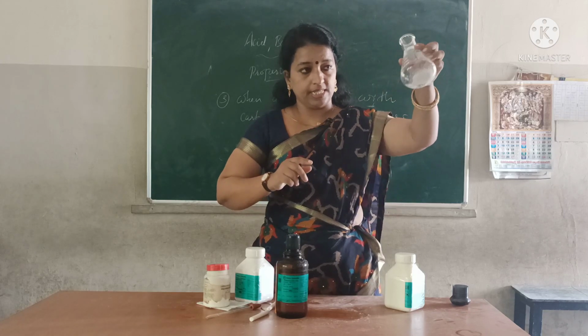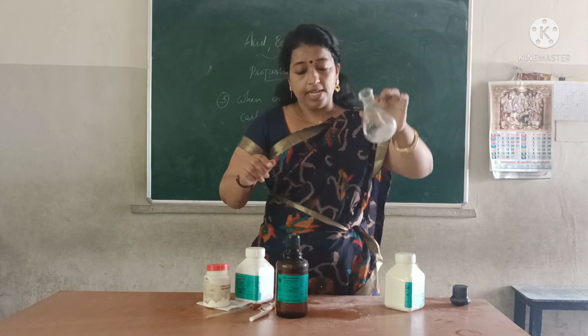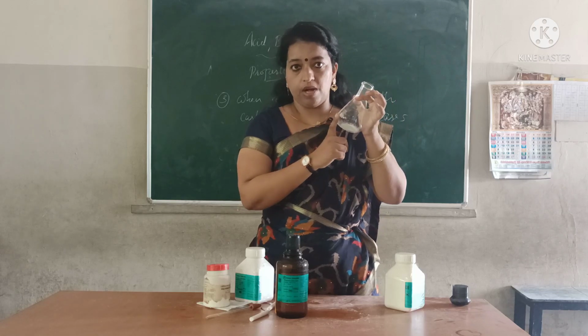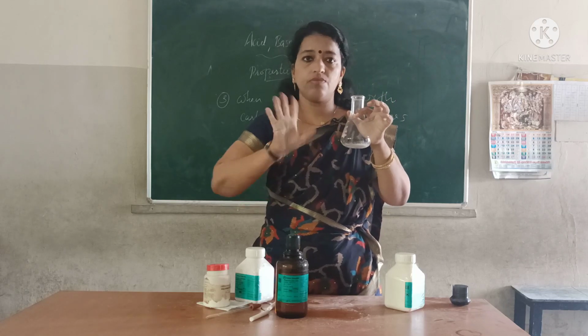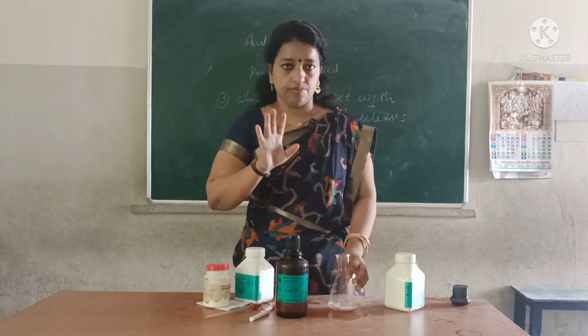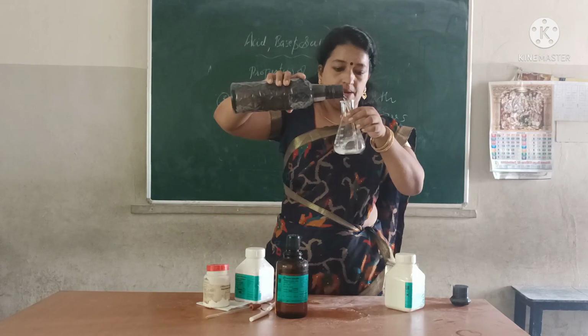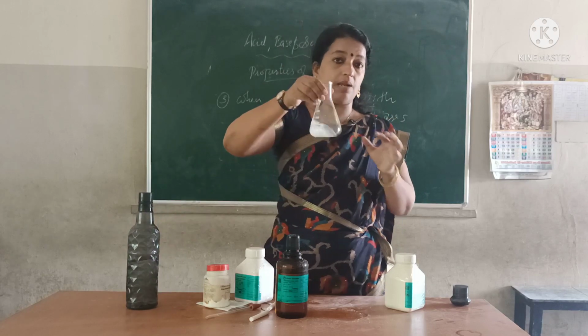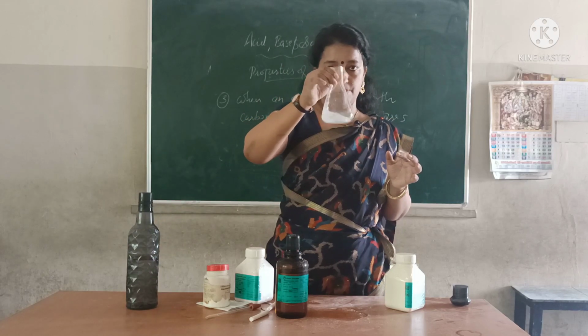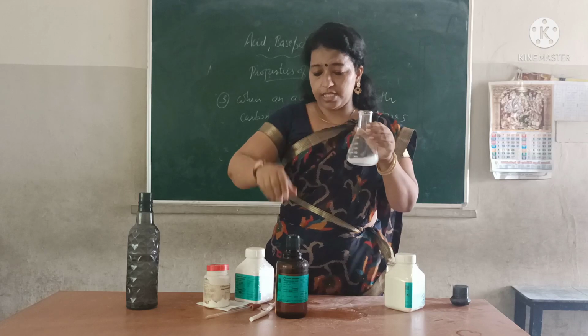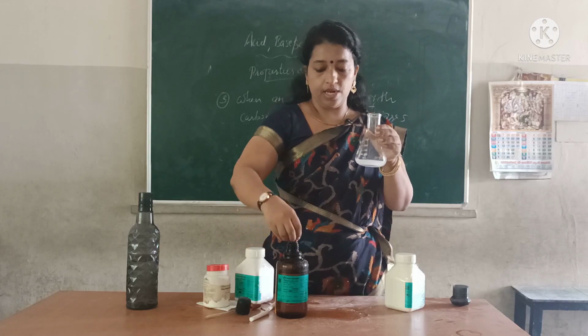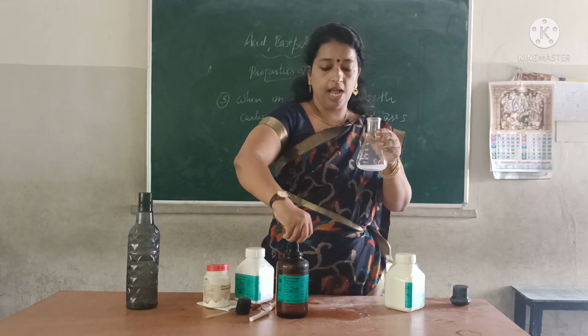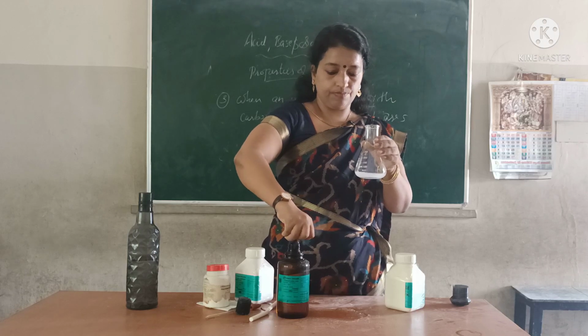Now what I have taken is sodium carbonate. You can see the powder form, right? So you can make it a solution now. How to make a solution? Add some water. So I am adding some water. Now it becomes sodium carbonate solution. Into this sodium carbonate solution, I am pouring some hydrochloric acid.